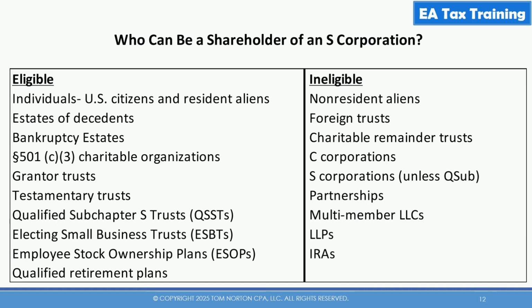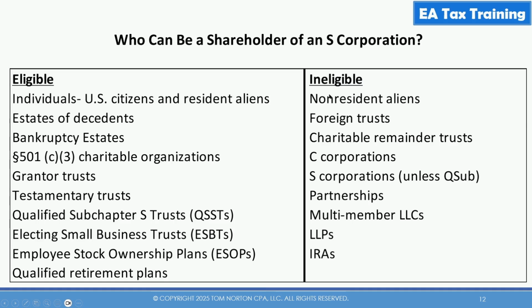Here is that list of the specific types of shareholders that are and are not allowed for an S Corp. So those that are eligible are individuals, as long as they are U.S. citizens or resident aliens, estates of decedents, bankruptcy estates, 501c3 charitable organizations, grantor trusts and testamentary trusts, and then a couple of special kind of trusts that we will talk about a little bit more: the qualified subchapter S trust and the electing small business trust, and then ESOPs, employee stock ownership plans, and then qualified retirement plans can also be a shareholder in an S Corp.